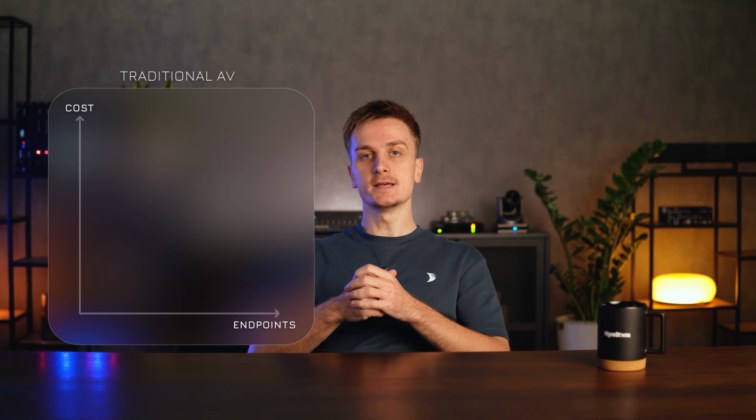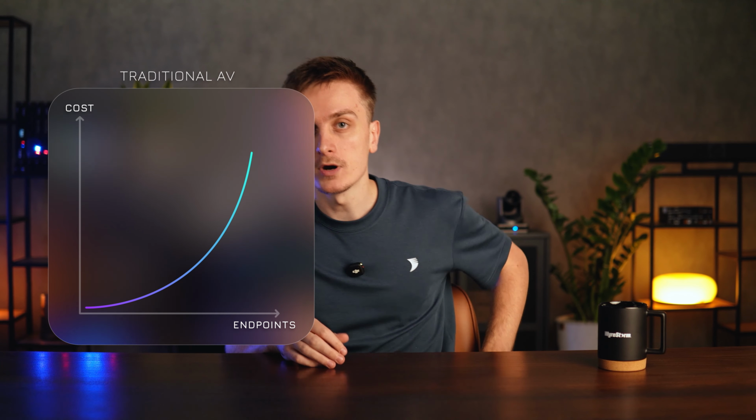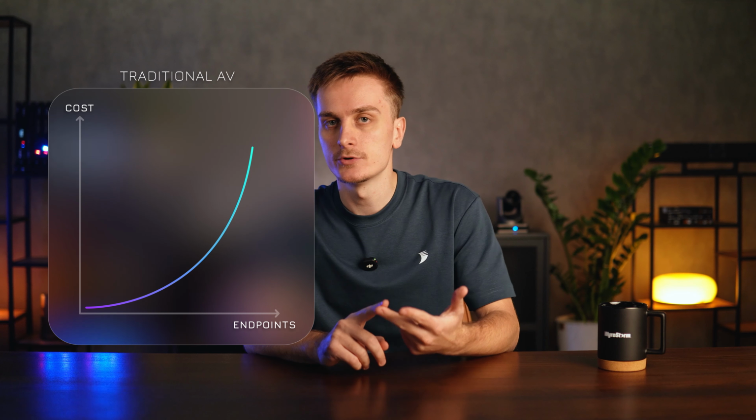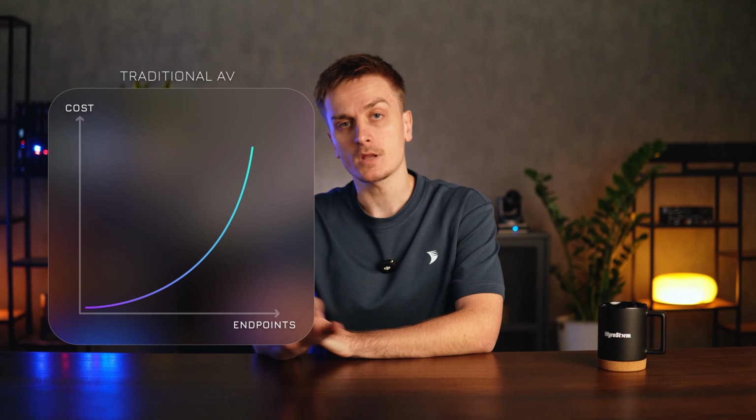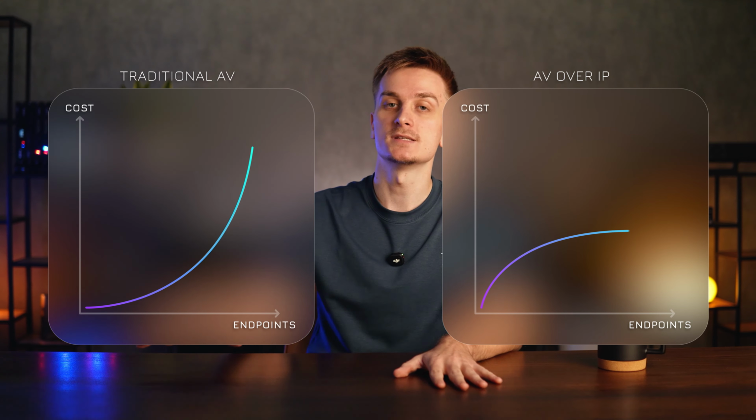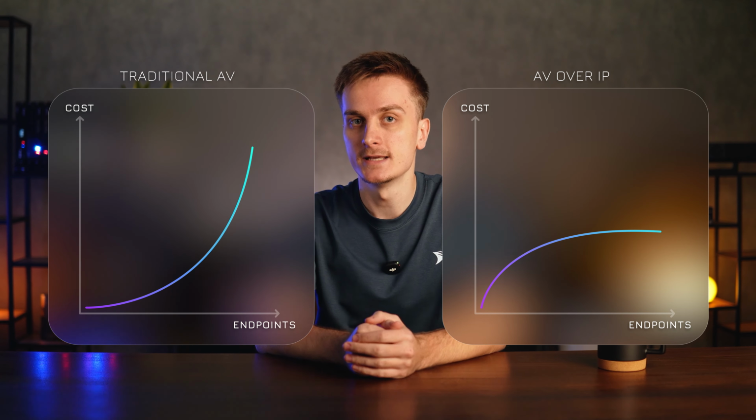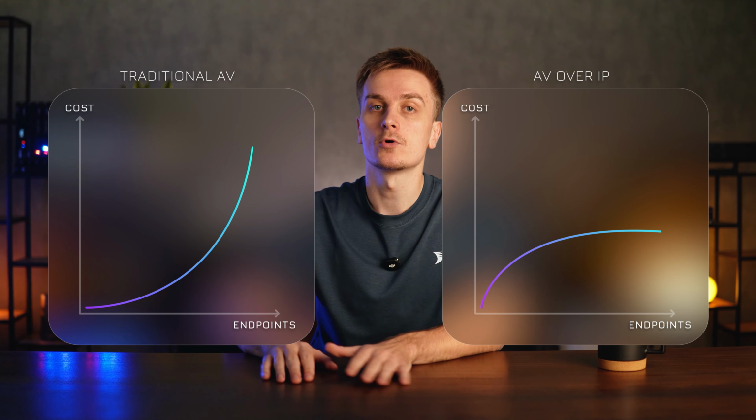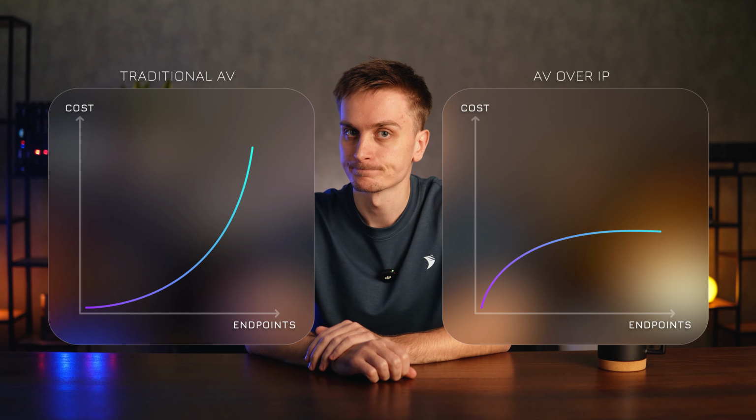This ability to scale so easily also lowers the cost per endpoint. With traditional AV, adding more sources or displays usually means investing in core hardware as well. I'm talking matrix switchers, video processors, extenders, and so on. These costs can add up quickly. With AV over IP, on the other hand, the network does the heavy lifting. So once it's set up, the only thing you invest in is additional endpoints. So the larger your system grows, the more cost-effective it becomes.